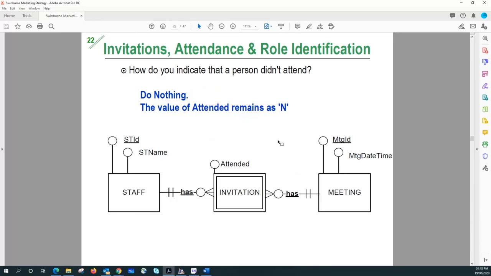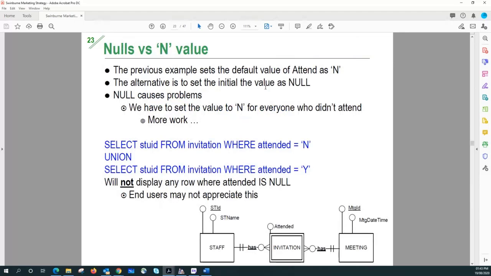So in this case, it's much better we put the default as n, not attended, right? So I don't need to actually update two things. And the other problem is, if I have nulls and I'm trying to run a query, remember null values are ignored by some of the queries, right? So it's more work for us.